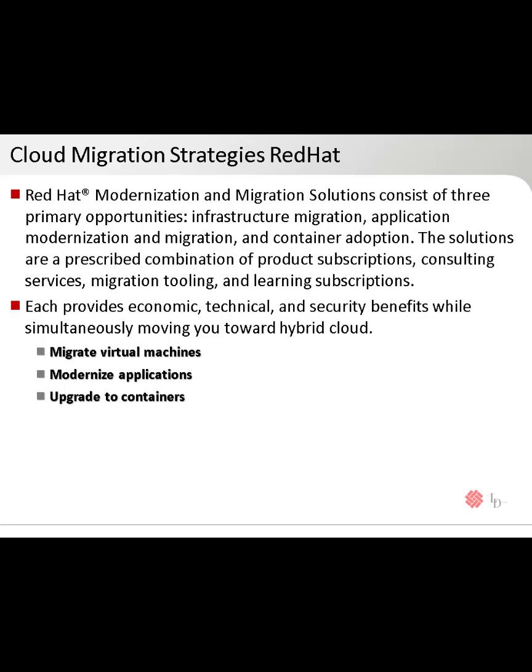Let me go through three main methodologies which our Red Hat partners use. Migrate virtual machines, modernize application, upgrade to a containerized solution. Red Hat modernization and migration solution consists of three primary opportunities: infrastructure migration, application modernization and migration, container adoption. The solutions are a prescribed combination of products, subscriptions, consulting services, migration tools, and learning subscriptions.